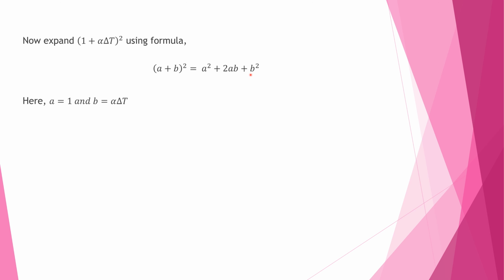We try to expand the value of (1 plus alpha delta T) to the power 2 using the formula (A plus B) to the power 2 is equal to A to the power 2 plus 2AB plus B to the power 2. In this expression, A is 1, B is alpha delta T. So (1 plus alpha delta T) to the power 2 is equal to 1 to the power 2 plus 2 alpha delta T plus (alpha delta T) to the power 2.